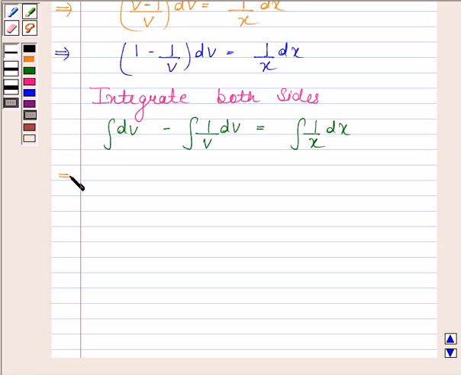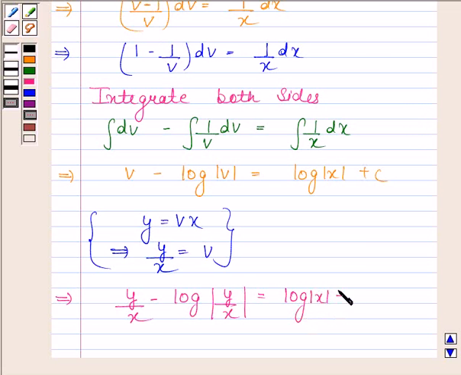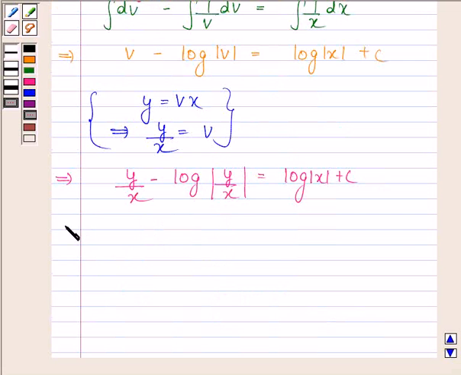Now integral dv is equal to v. Integral 1 by v dv is equal to log mod v. Integral 1 by x dx is equal to log mod x plus c. Now, y is equal to vx. This implies y by x is equal to v. So, we have y by x minus log mod y by x equals log mod x plus c. This implies y by x is equal to log mod y by x plus log mod x plus c.